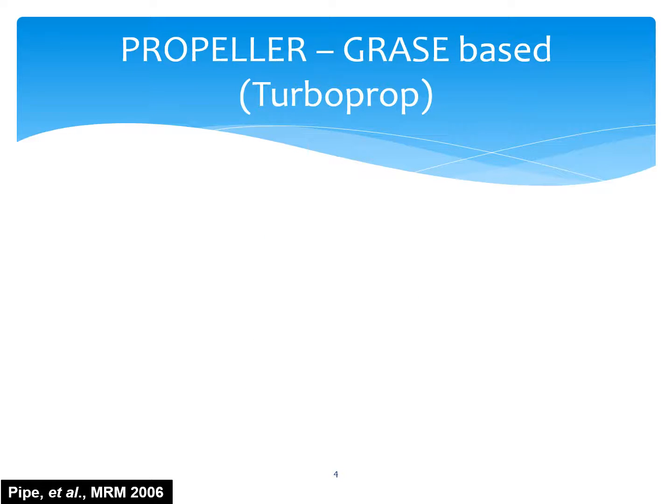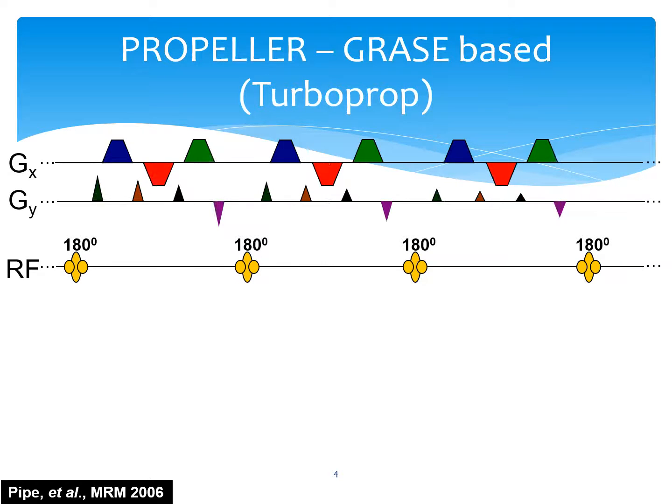Let's now take a look at the gradient and spin echo based turboprop sequence. In turboprop, which is built upon the gradient and spin echo GRASE sequence, each spin echo is divided into multiple gradient echoes. In the figure, we see a segment of a single TR where each spin echo consists of 3 gradient echoes. And each gradient echo is used to acquire a separate line of K-space.